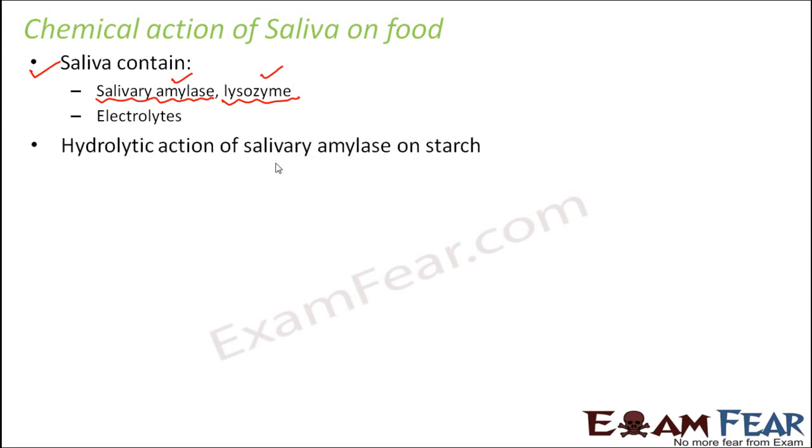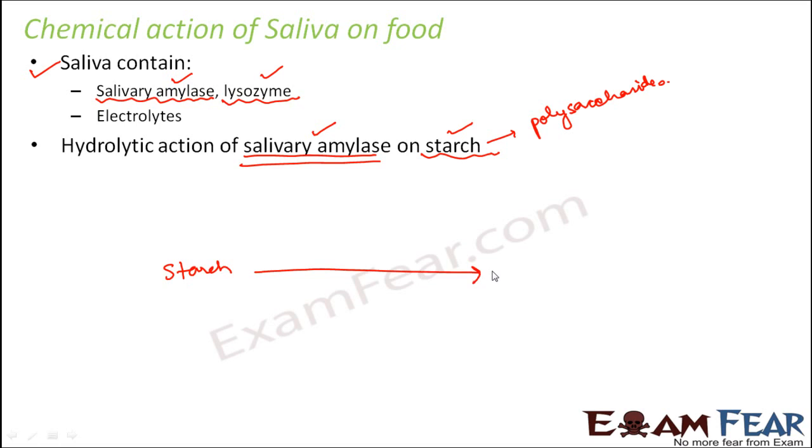So what do they do? Hydrolytic action of salivary amylase on starch. Starch is nothing but a complex form of carbohydrate, that is a polysaccharide. Most of the food which we eat which has starch in it, for example a slice of bread or rice or chapati, all of them have carbohydrates and they are generally in the form of starch, which is a polysaccharide. So it needs to be broken down into simpler carbohydrates like disaccharides or monosaccharides, and that is done by the enzyme salivary amylase.